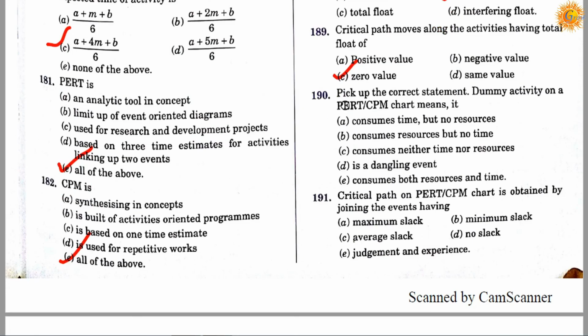Question number 190. Pick up the correct statement. Dummy activity on a PERT CPM chart means it: Option A, consumes time but no resources. Option B, consumes resources but no time. Option C, consumes neither time nor resources. Option D is a dangling event. Option E, consumes both resources and time. Correct answer is C. So the correct statement about the dummy activity of the PERT and CPM chart is that it consumes neither time nor resources.